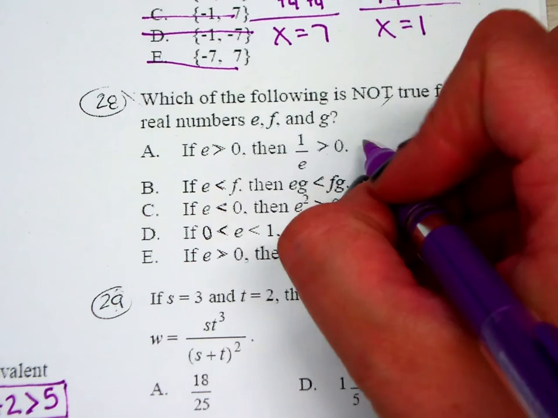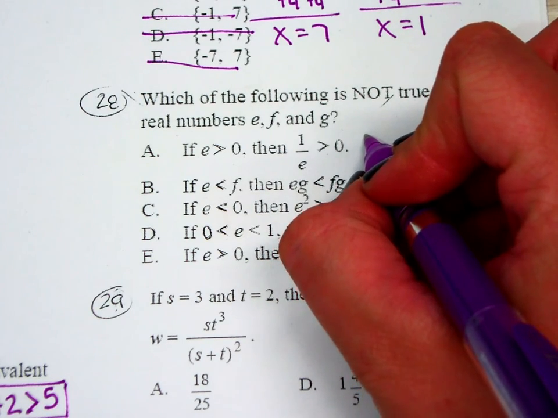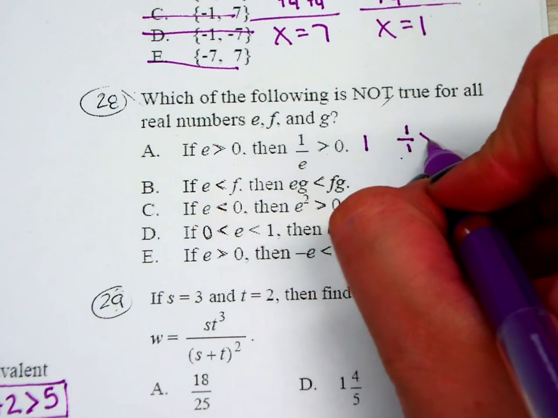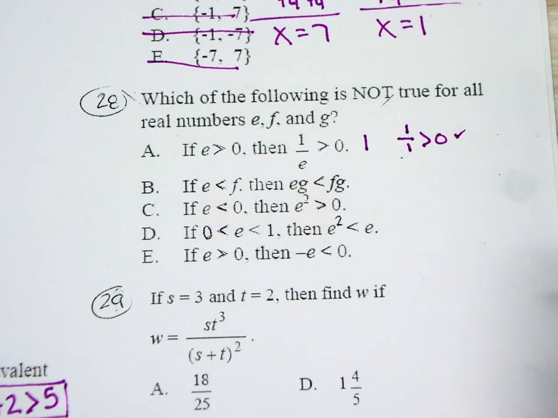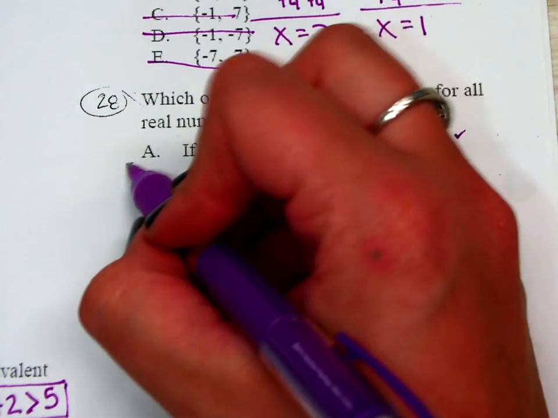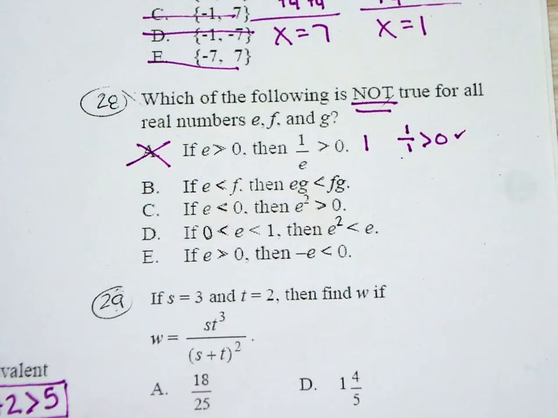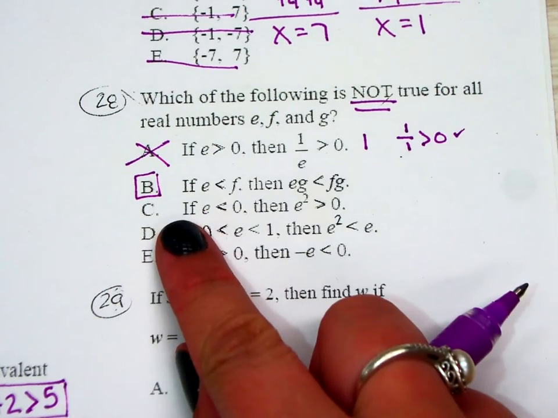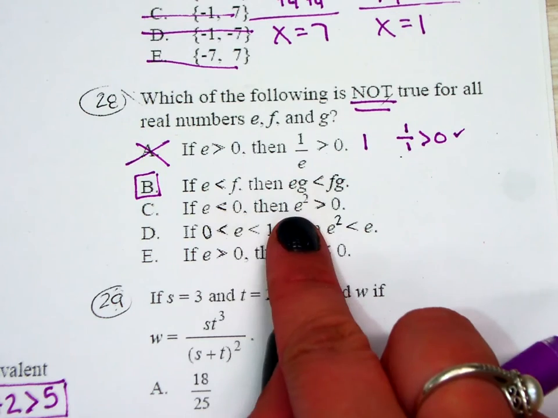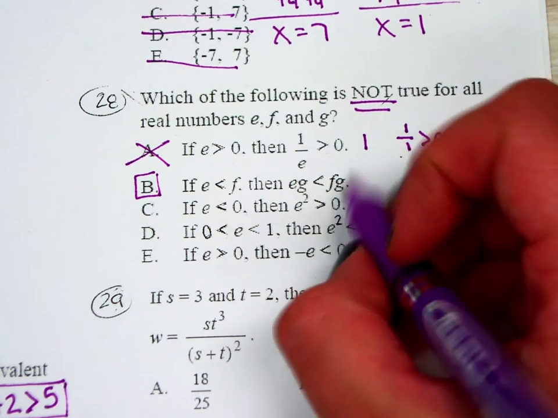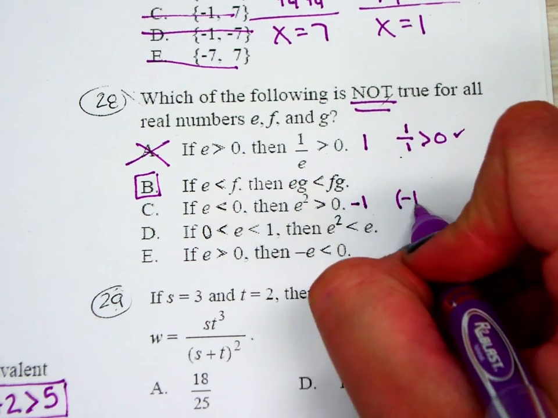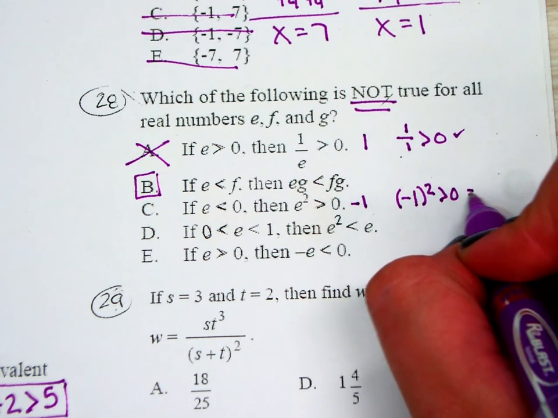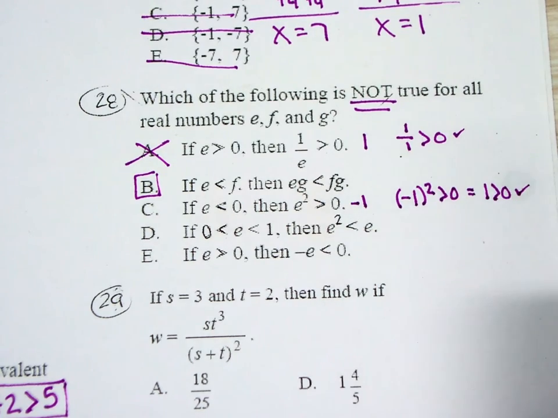So what I would recommend is test it out. Let's make E 1. 1 is greater than 0. Well, if I substitute here, 1 over 1 is greater than 0, that is true. We're looking for the one that's not true. So A is out because A is true. Okay, let's jump to C because the correct answer is B. E is less than 0, then E squared has to be greater than 0. So let's make E negative 1. Negative 1 squared is 1, and 1 is greater than 0. So C is out.